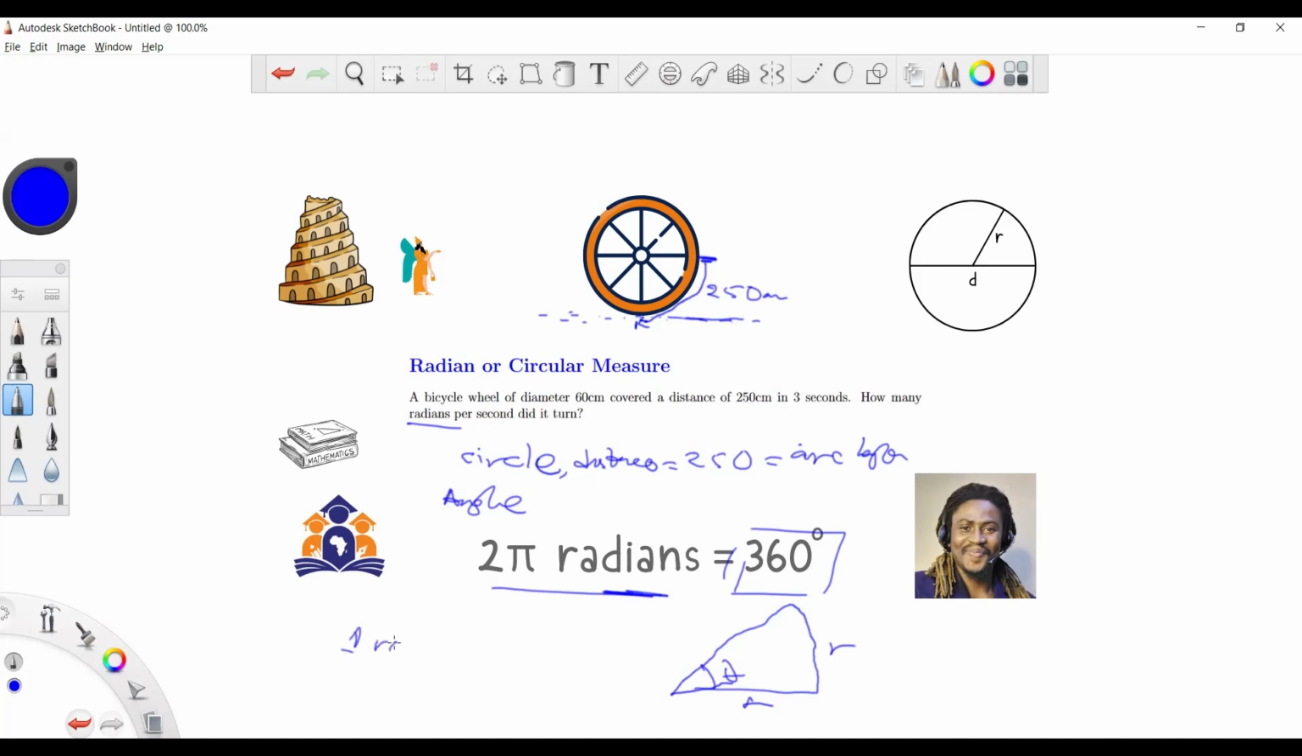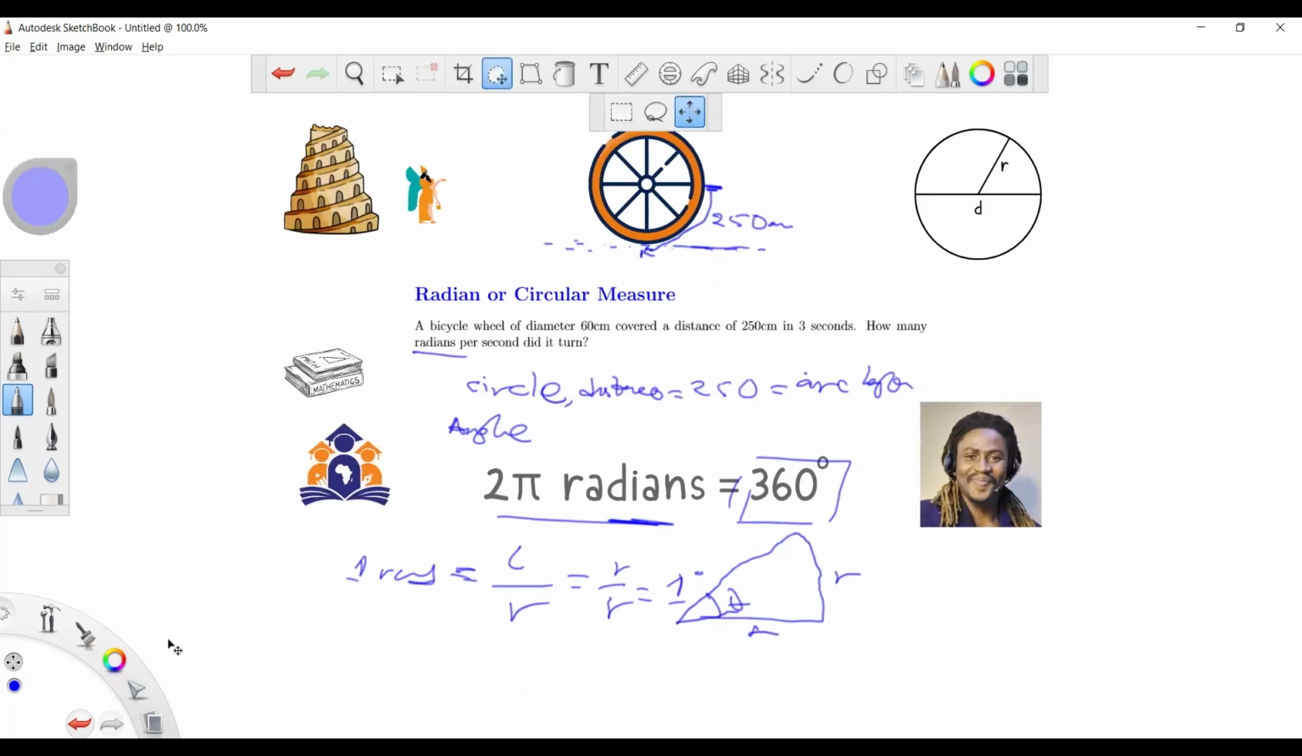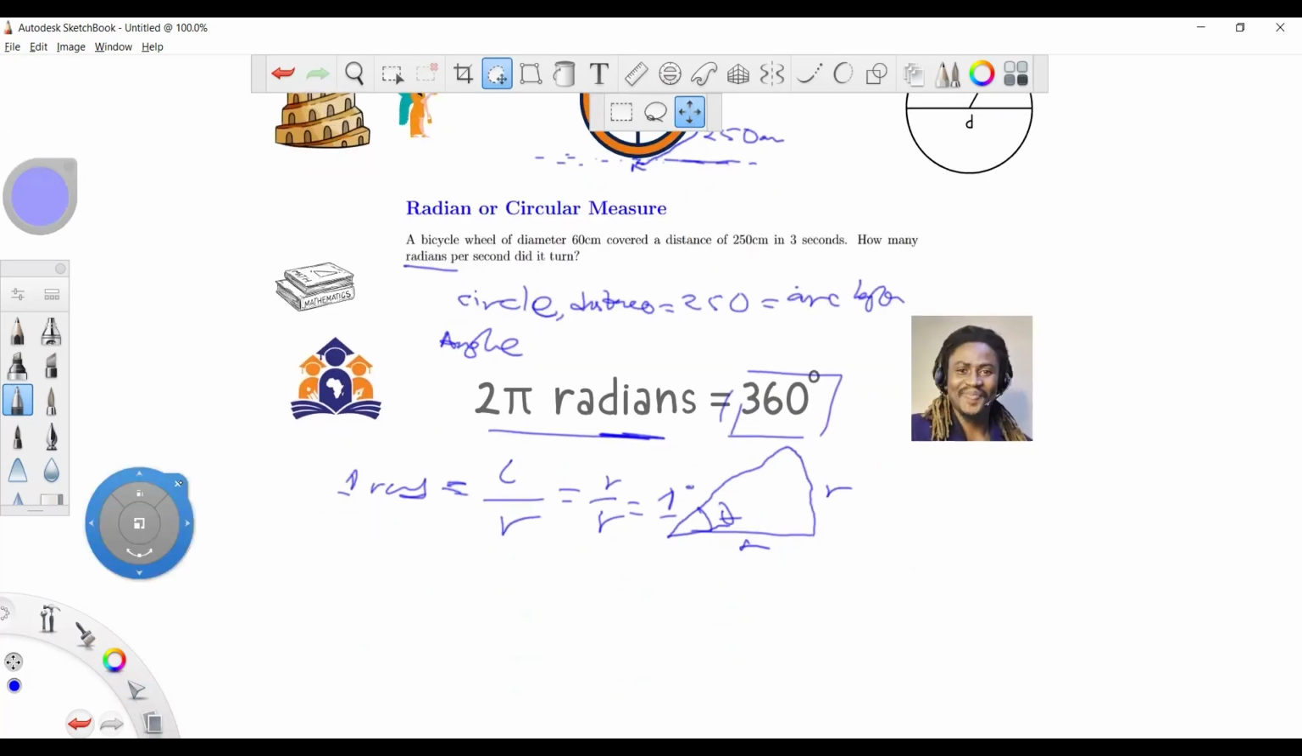So 1 radian is equal to basically the length covered divided by the radius, which in this case is equal, therefore we have 1. So that's the definition for 1 radian, okay? But now we said 2 pi radians equals 360.